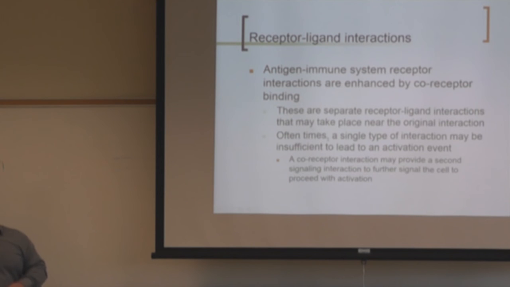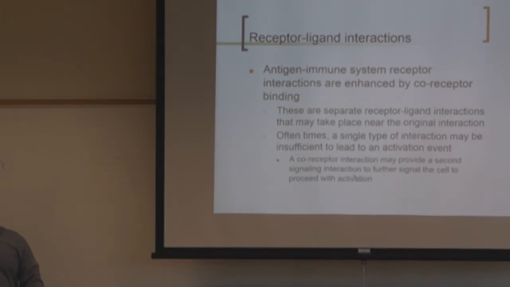So let's see. Oftentimes a single type of interaction may be insufficient to lead to an activation event. Again, that depends on the affinity and how many receptors you need. Co-receptor interactions can provide a second signaling interaction.